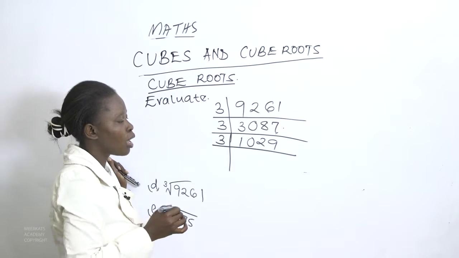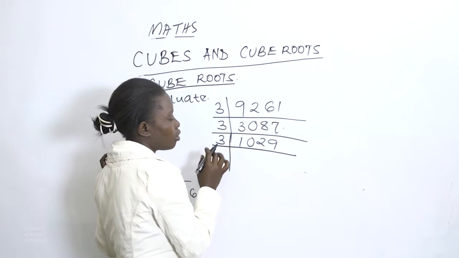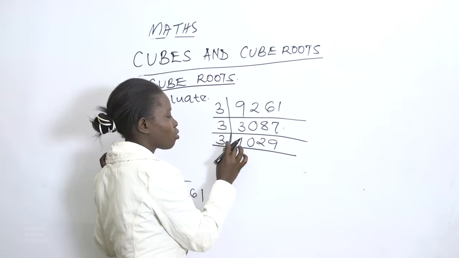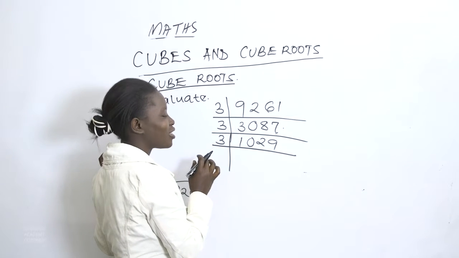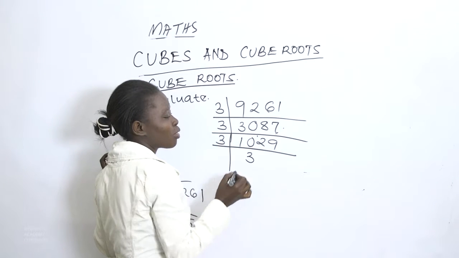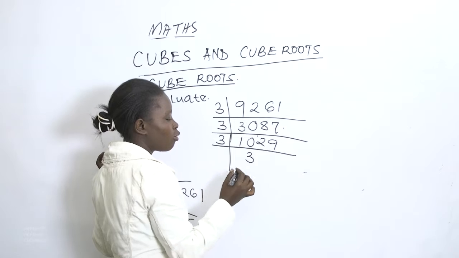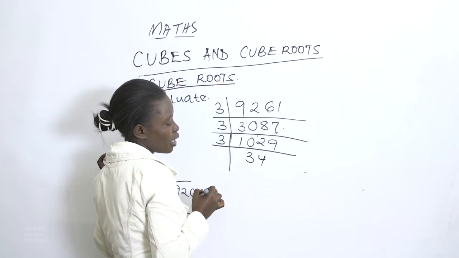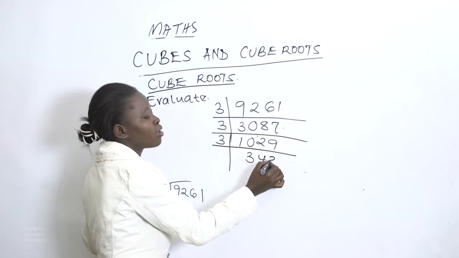3 into 1, it can't be divisible by 3. So I make it 10. 3 into 10, we have 3. I'm left with the remainder of 1, so I make this 12. 3 into 12, we have 4. And 3 into 9, that is 3.